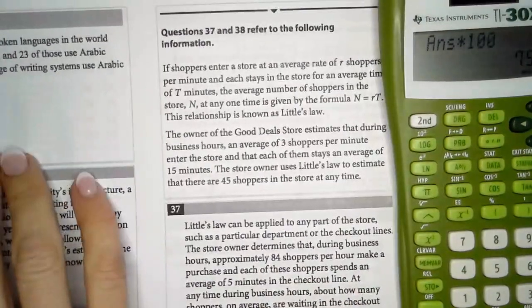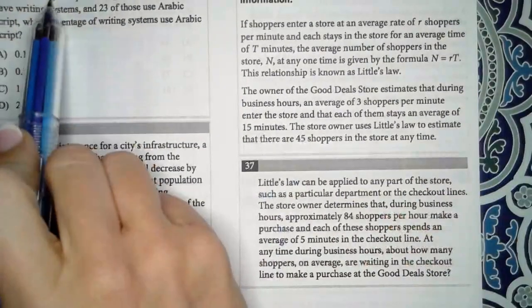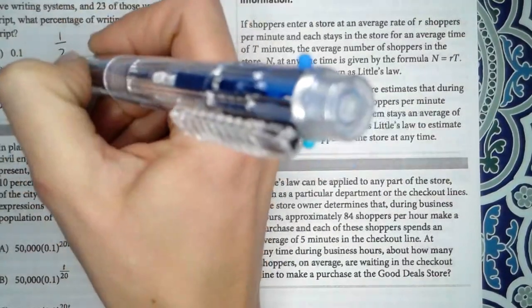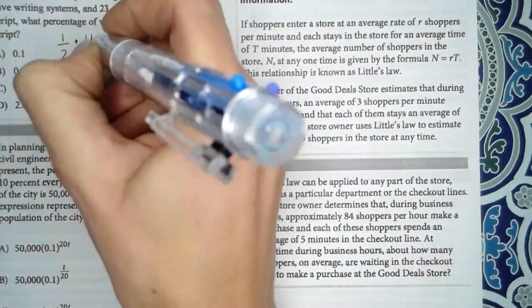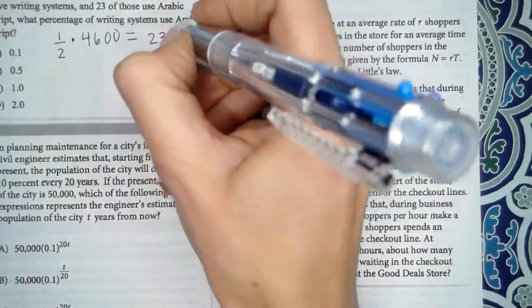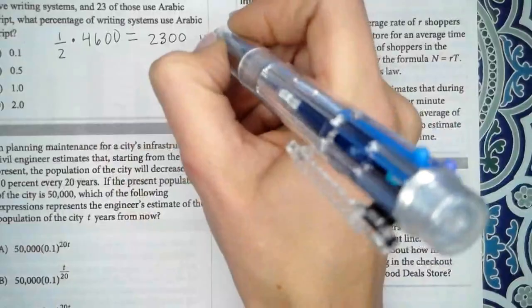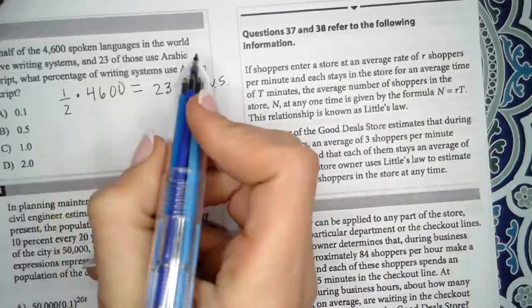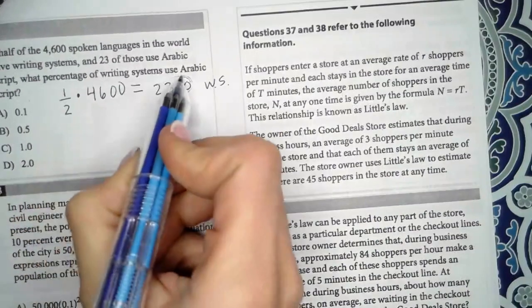Next. This one's not so bad, I don't think. Did you try this one yet? Not yet. If half of the 4,600, half of, translate to math, what does that mean? Half of 4,600 spoken languages in the world have writing systems. What does that equal? So that's how many languages have writing systems, WS. Now, oh, sorry, I'm cutting it off. 23 of these use Arabic script. What percent of writing systems use Arabic script?